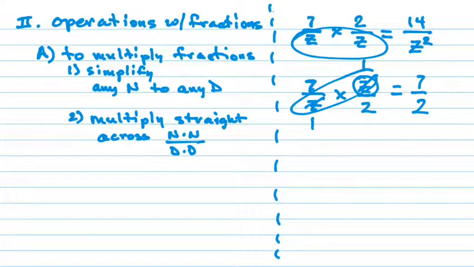Now, notice that the numerator is bigger than the denominator. Perfectly fine. That's the way I want it. Don't change that to 3.5. Okay? Unless you're answering a word problem.